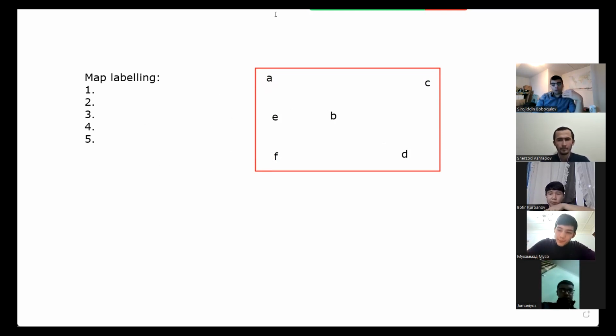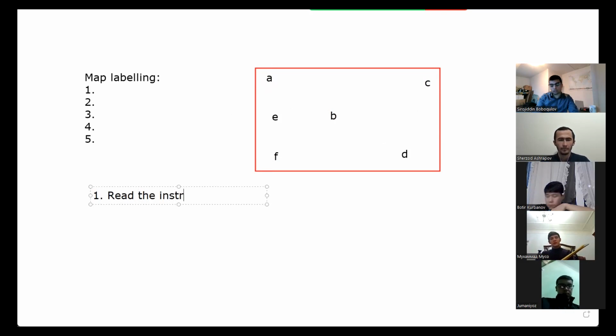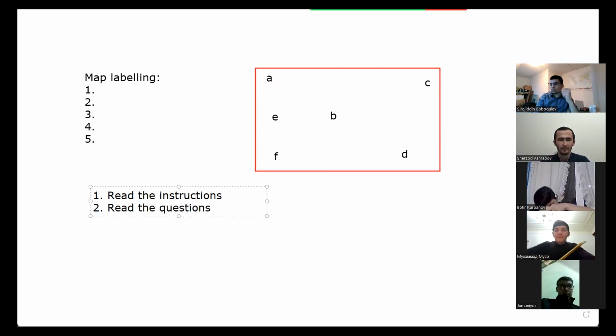Now, what are the important steps? Number 1 thing you need to do first, as usual, is read the instructions. Number 2, read the questions. So questions means numbers. Read them quickly, and if you need to underline anything, underline. If you don't have to, you don't have to. Normally, we don't have to underline anything.